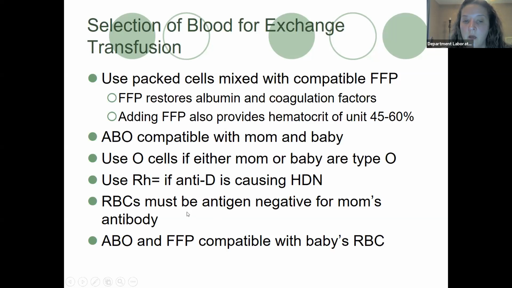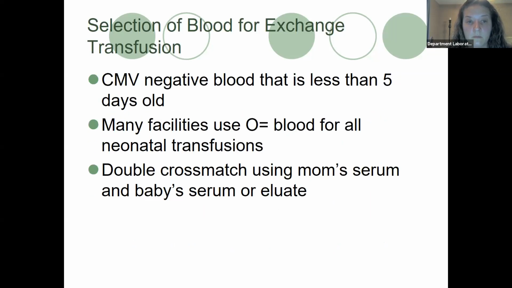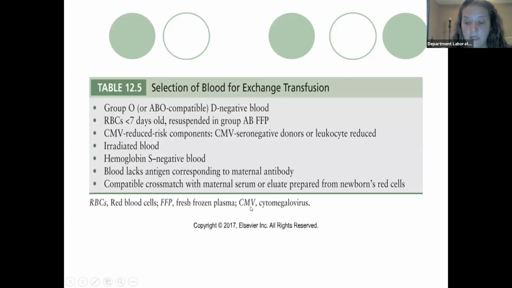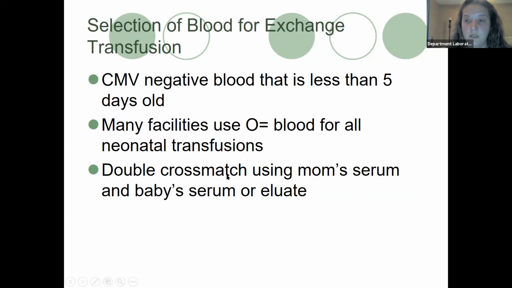And then again, those red cells must be antigen negative. We want to use fresh blood that is CMV negative or leukodepleted. And then again, make sure we can cross-match to ensure that it's compatible by using mom's plasma or baby's plasma or the eluate.